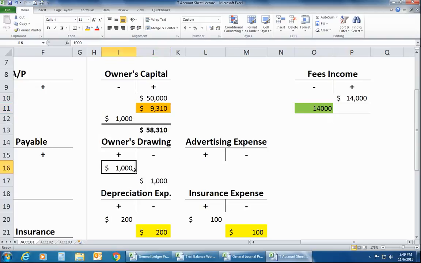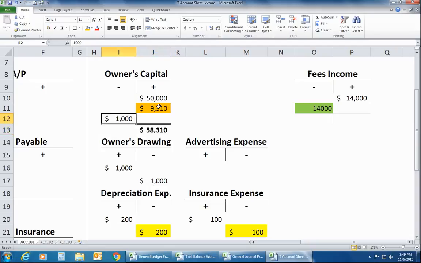They had a $1,000 drawing account balance because the owner had taken money out during that period. So we're going to go in and add a credit entry to the owner's drawing account and a debit entry to the owner's capital account, essentially zeroing out that account as well. What we have remaining then is a balance in the owner's capital account of $58,310.